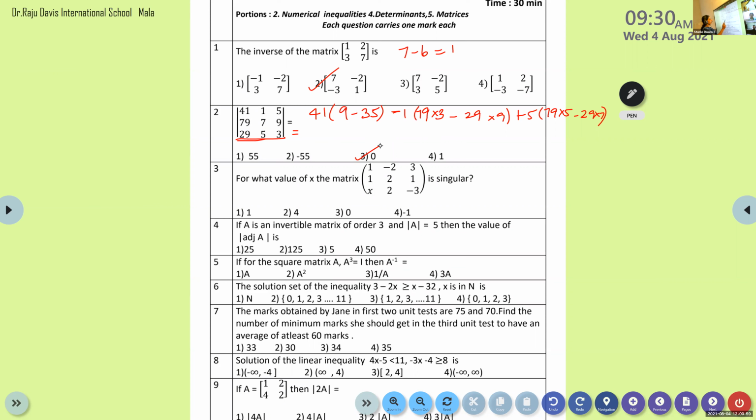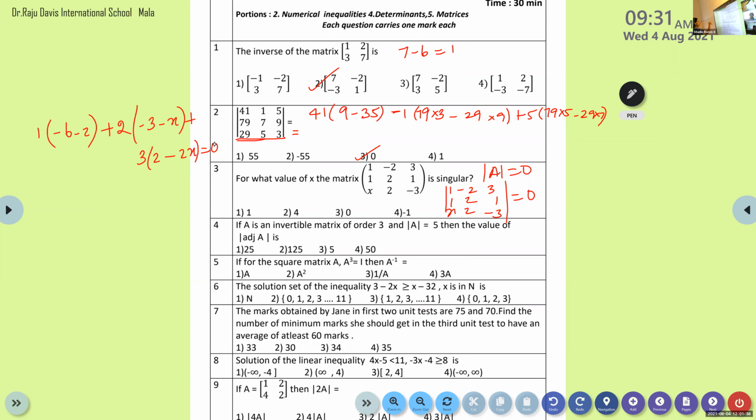Again, next one. For what value of x is this matrix singular? Singular means the determinant value must be equal to 0, isn't it? So you can equate this matrix, 1, minus 2, 3, 1, 2, 1, x, 2, minus 3, to 0. Now you expand it. What will you get? 1 into minus 6 minus 2. Then already one minus is there, so it will become plus 2 into minus 3 minus x, plus 3 into 2 minus 2x is 0.